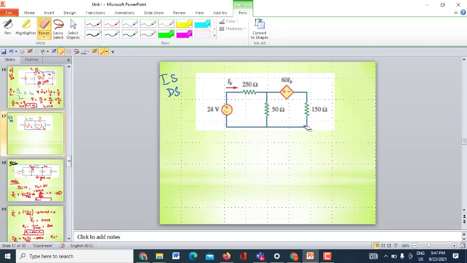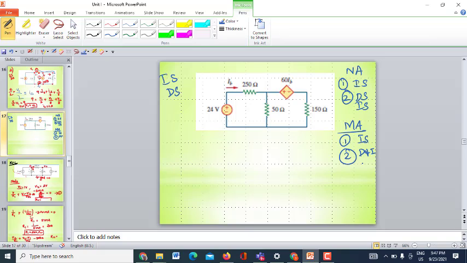We have seen one problem with nodal analysis. In nodal analysis, we have seen the first category with the independent source alone, and the second category with the dependent source and independent source. Now similarly, in mesh analysis, we have seen only circuits with independent sources. Let us see here a circuit with dependent and independent sources.